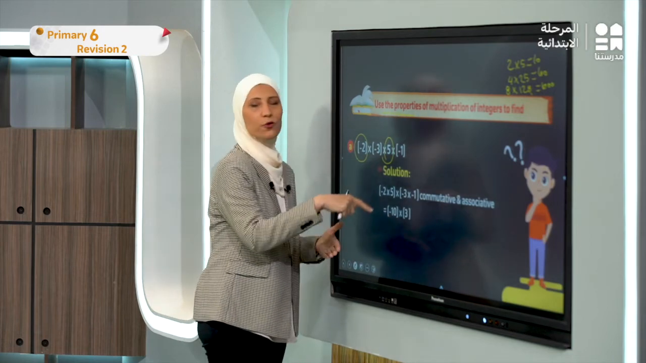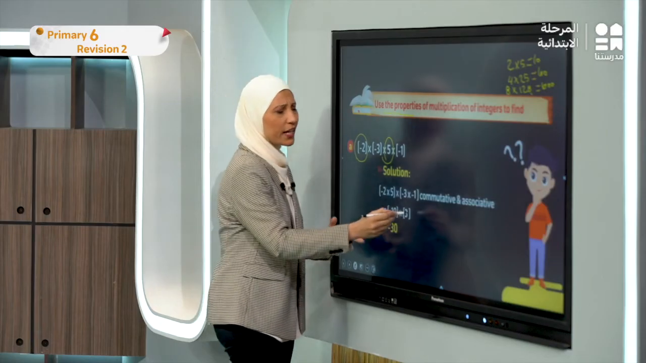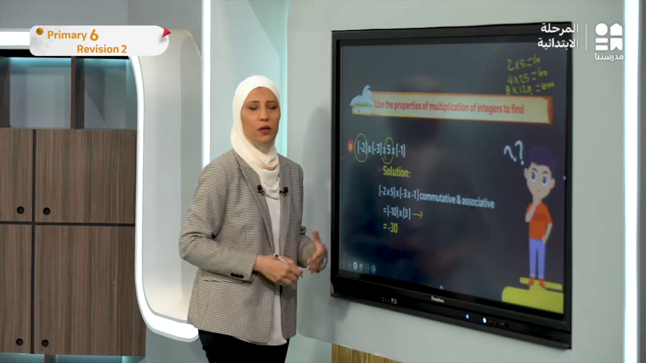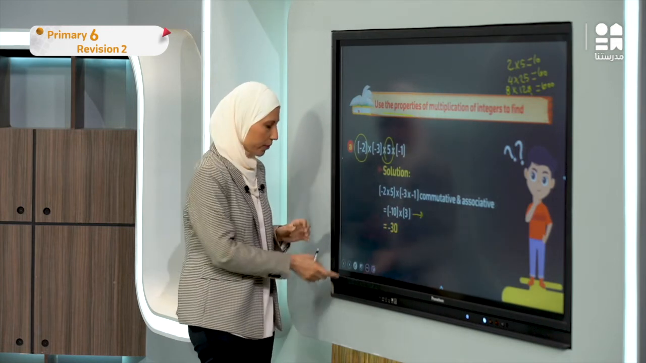Of course, negative 2 times 5 gives you negative 10. Negative 10, and negative 3 times negative 1 gives me a positive 3. So negative 10 times 3 gives you negative 30. Here I can use the closure property, two numbers times each other.